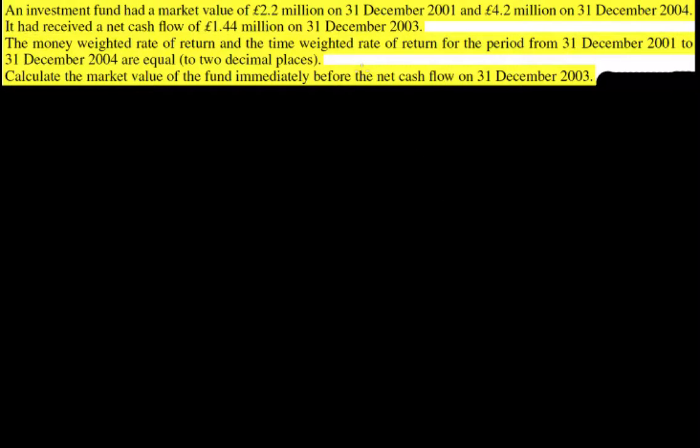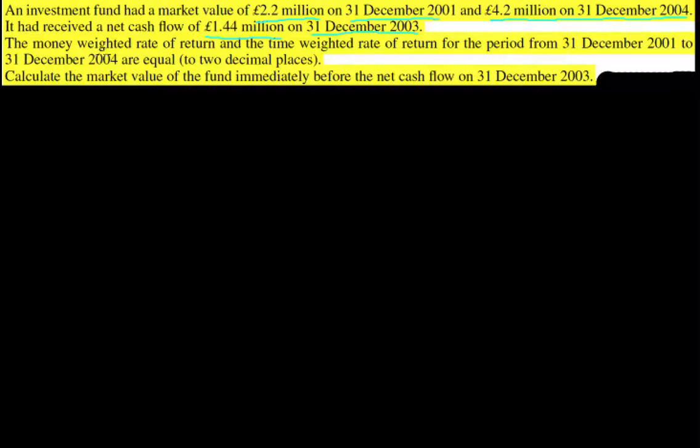Looking at another actuarial exam question. An investment fund had a market value of 2.2 million on the 31st of December 01, 4.2 million on the 31st of December 04, and in the meantime it received a cash flow of 1.44 million on the 31st of December 03.